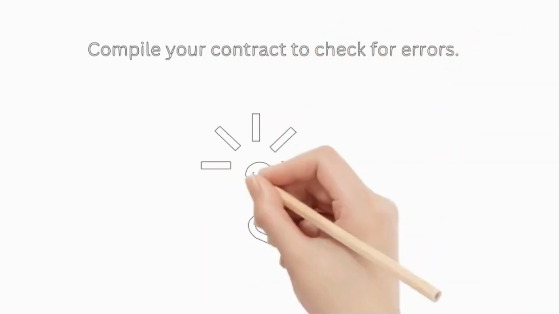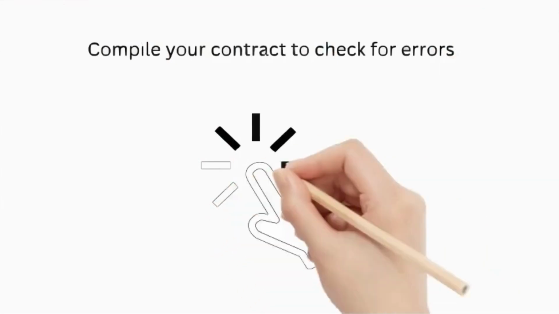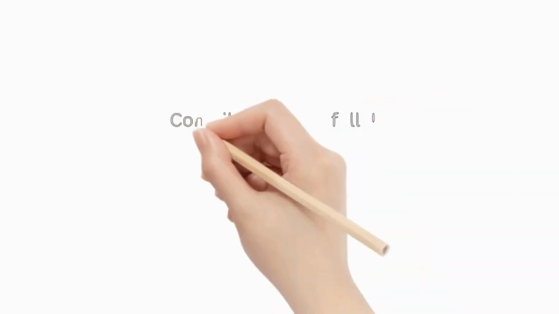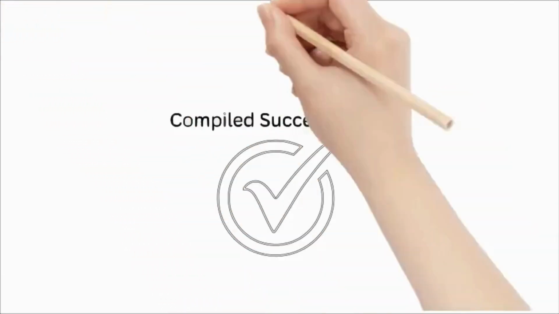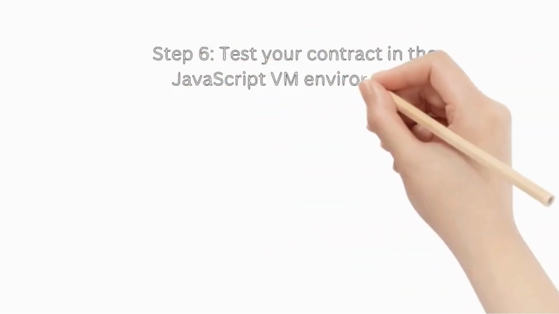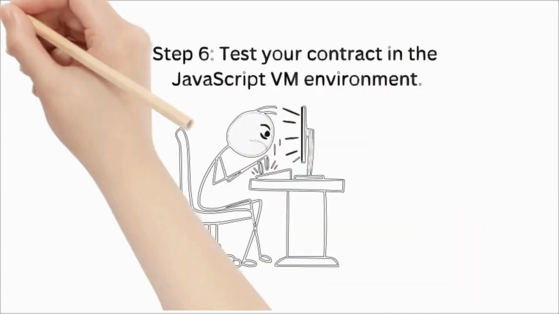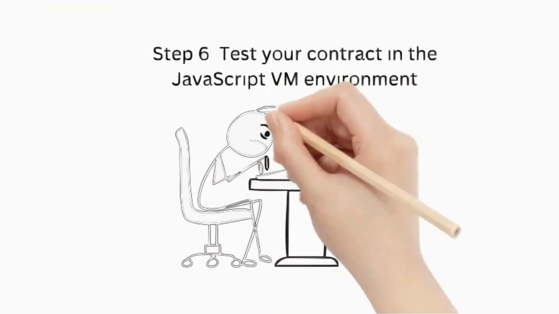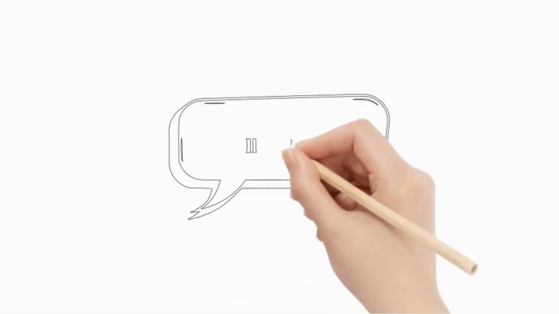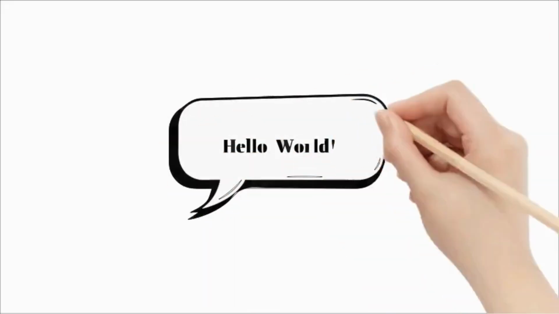In Remix, click on the Solidity Compiler tab and compile your contract. Then, go to the Deploy and Run Transactions tab. Here, you'll see an option to deploy your contract. But since we're just testing, we'll use the JavaScript VM environment, which simulates the blockchain on your computer. Once deployed, you'll see your contract in the Deployed Contracts section. Try interacting with it. Set a message and see if it updates. If everything works, you're ready for the next step.